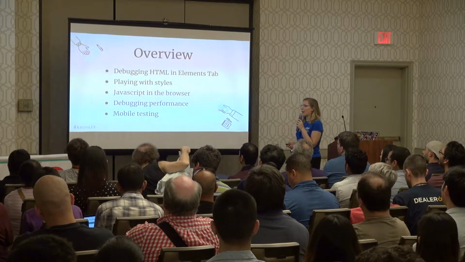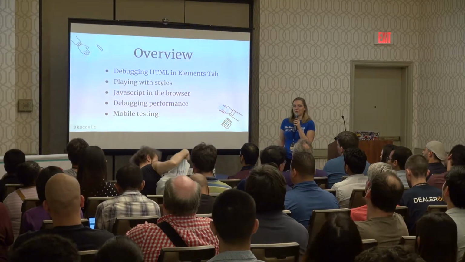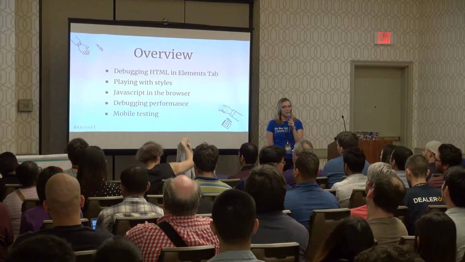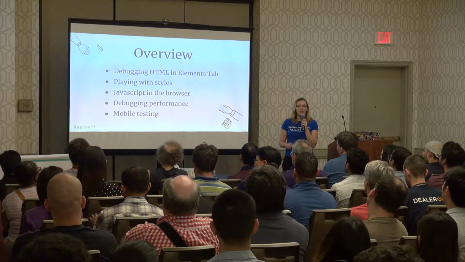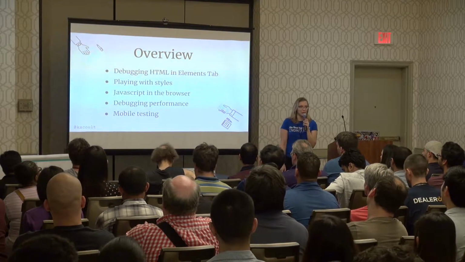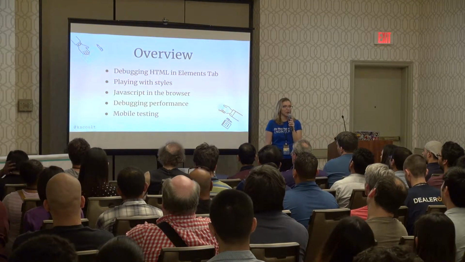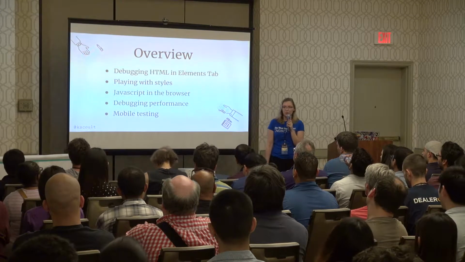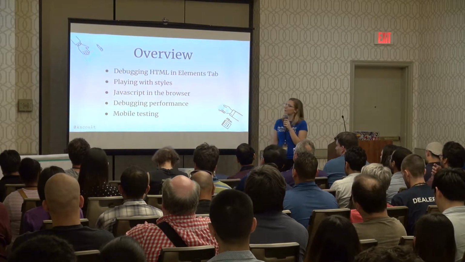Okay, so we're going to talk a little bit about the Elements tab and debugging HTML. We're going to play with styles. We're going to write JavaScript in the browser. We're going to debug performance, which is a huge thing, especially since Google has announced that they're now taking it into consideration in the search rankings. So everyone's been really focused on performance, especially at the Washington Post. We're a media company, and a lot of our traffic comes from search. And we're going to talk a little bit about mobile testing.